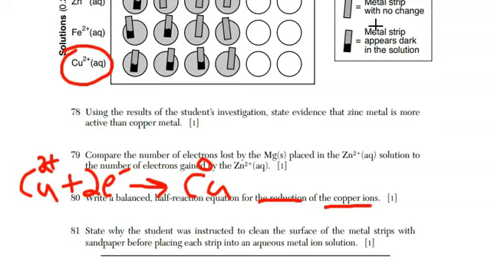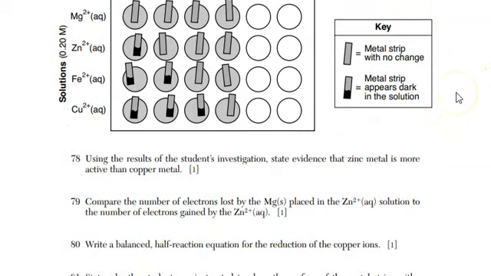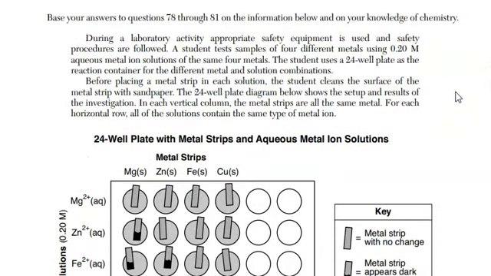Is that easy to do? Some students will find it easy, others will find it difficult, but use your words here in the sentence as your clue. And then finally in 81, it says, state why the student was instructed to clean the surface of the metal strips with sandpaper before placing each strip into the aqueous metal ion solution. Well, the first thing you might do is go back and look at the reading passage, because it might tell us. No, it just tells us that it was sanded.